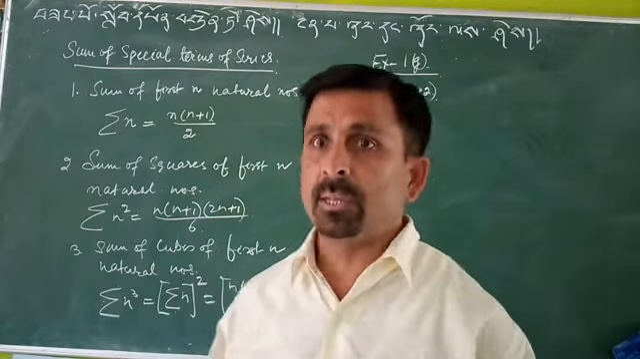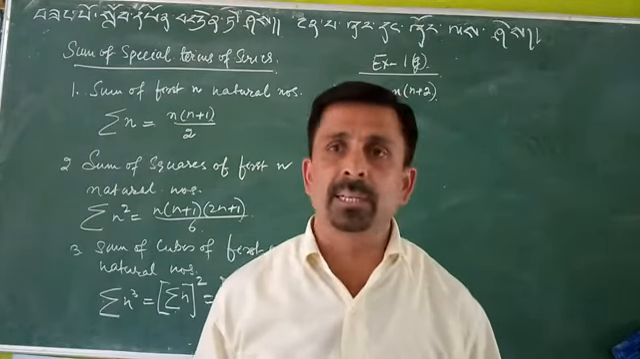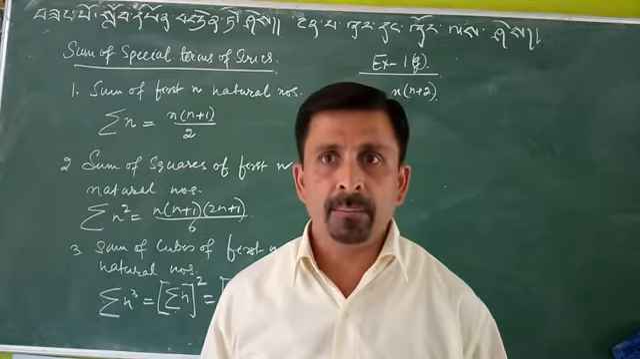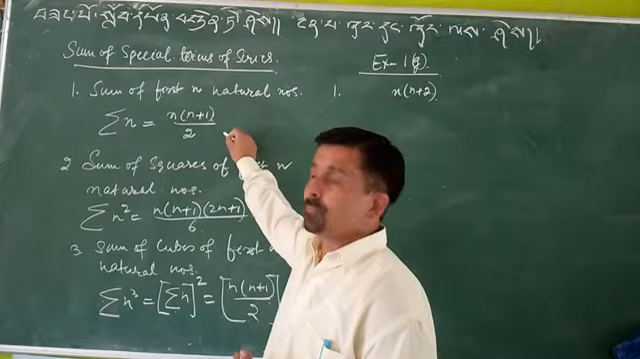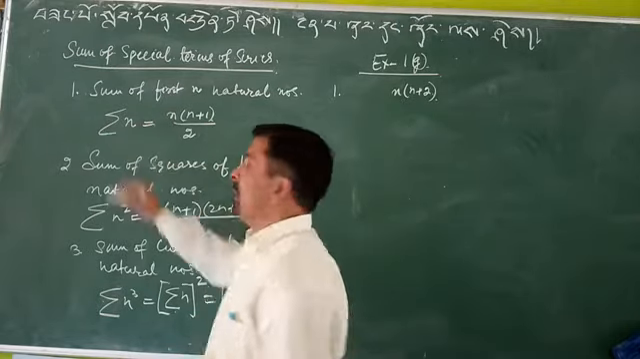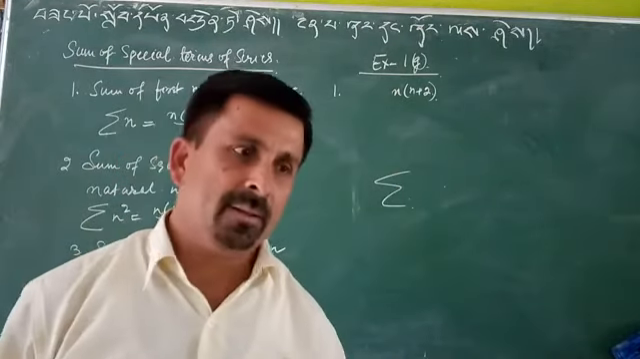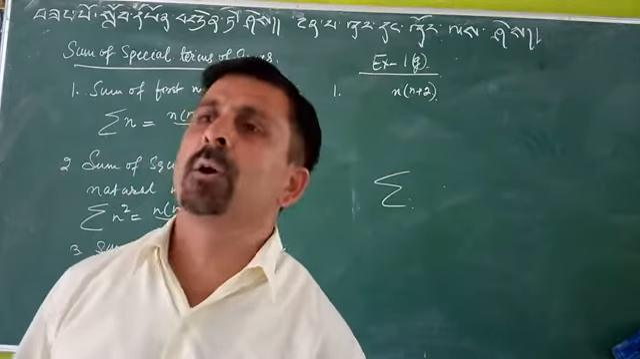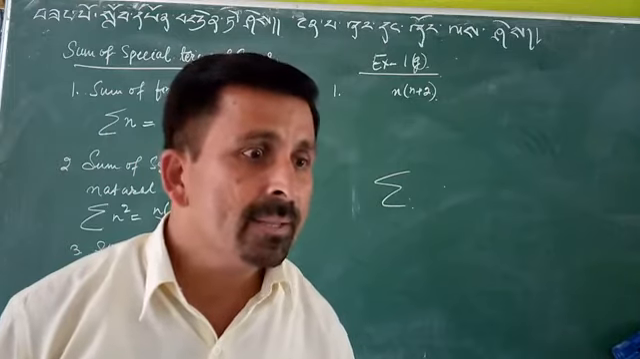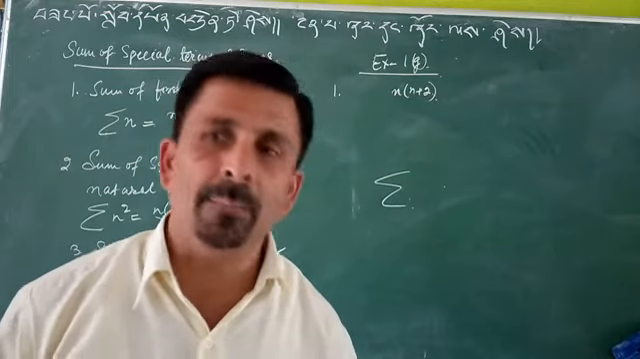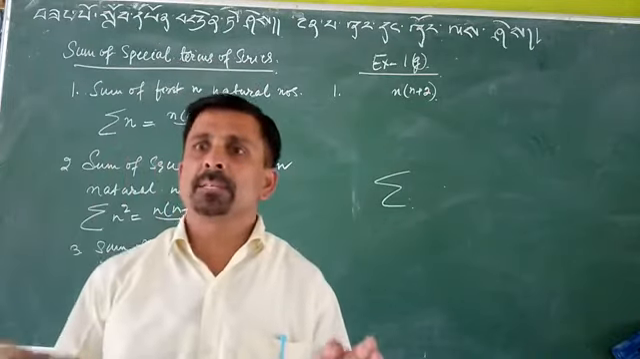Before we go to the questions, we will try to understand some results we are given, which we have to use in this exercise. This notation is a Greek notation. It is read as sigma. In mathematics we call it the sum of, or summation of. It represents the mathematical operation of sum.